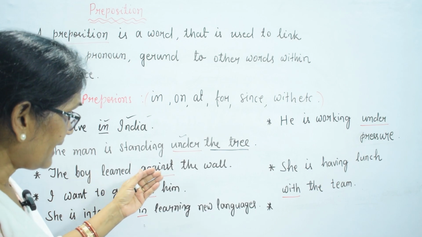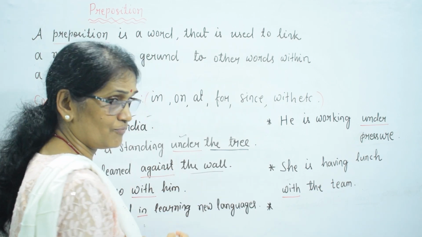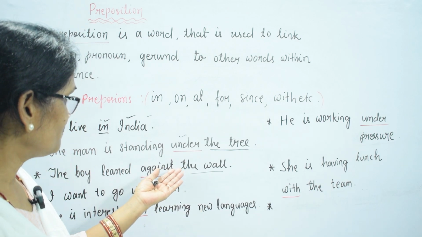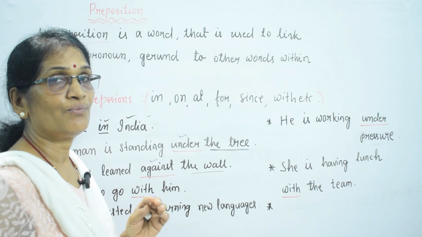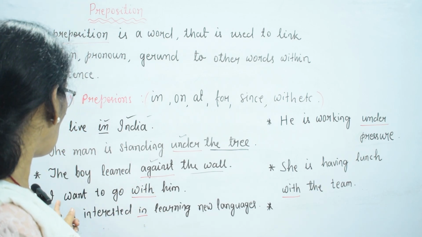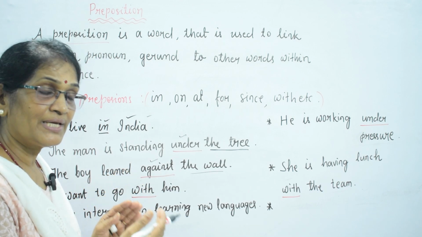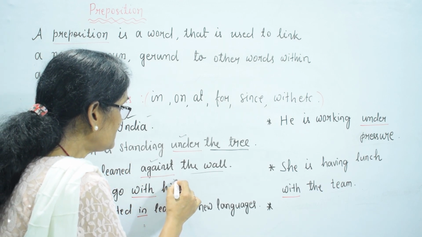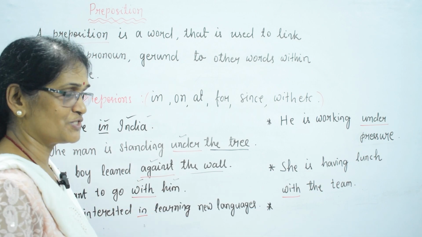The boy leaned against the wall. Against is used before the wall, before a noun. So against is one preposition. I want to go with him. With him. Him is a pronoun. So, before a pronoun, we use a preposition.